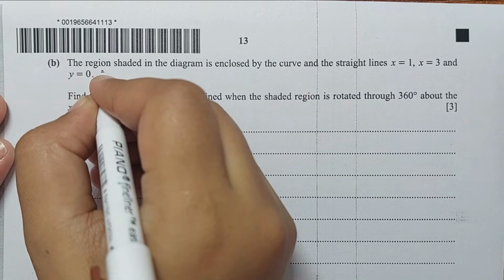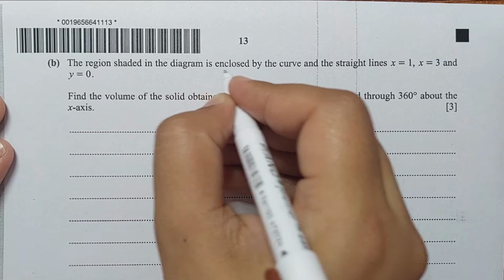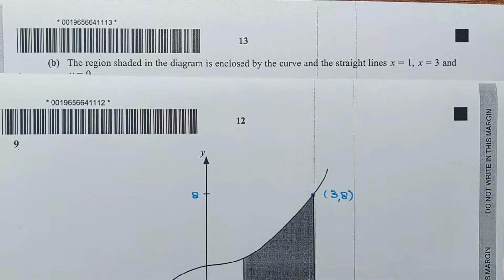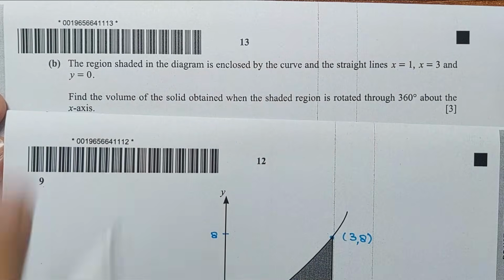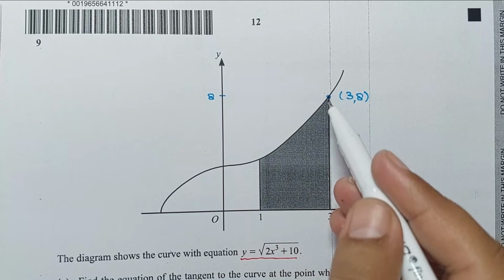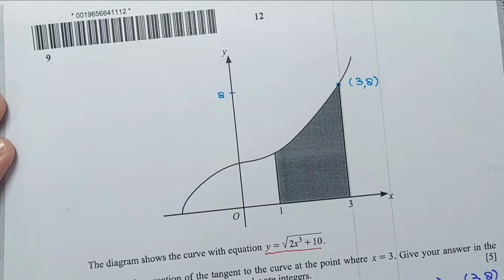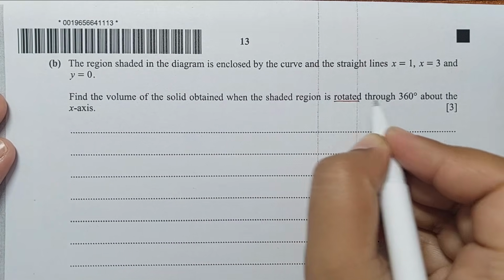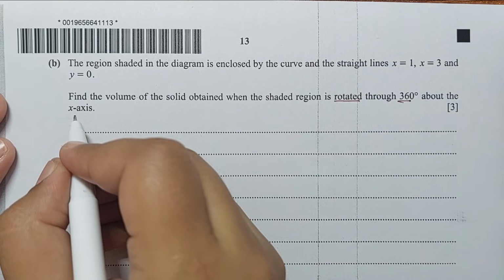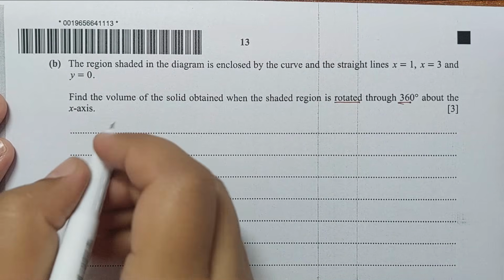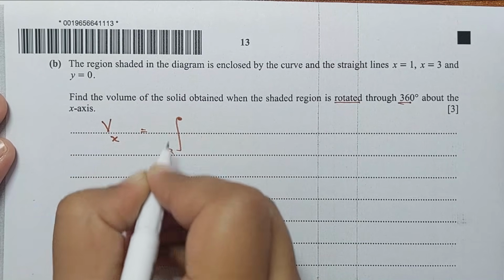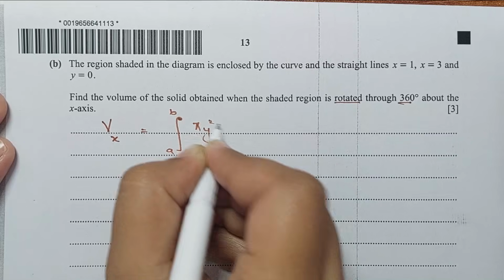Now for part B, the shaded region in the diagram is enclosed by the curve and the straight lines x equals 1, x equals 3, and y equals 0. Find the volume of a solid obtained when the shaded region is rotated 360 degrees about the x-axis. So about the x-axis, volume is integration from a to b pi y square dx.